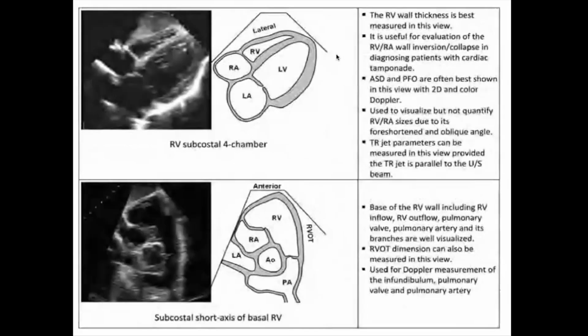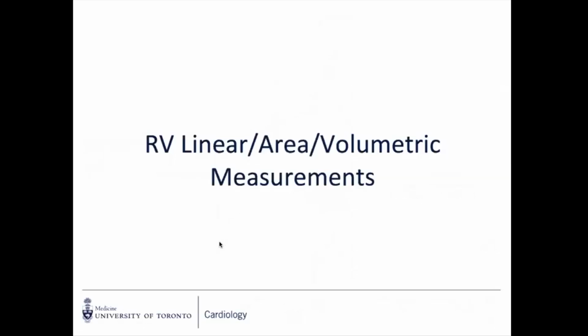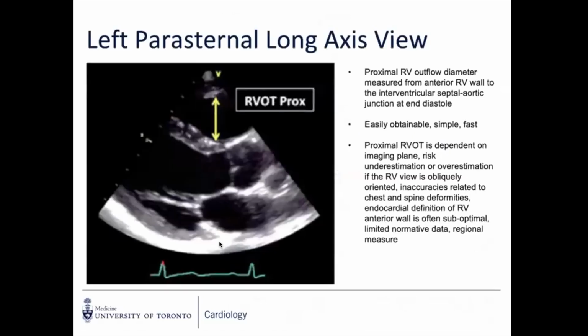And then your subcostal 4-chamber is where we make our measurements for right ventricular hypertrophy and RV wall thickness. And so this can be done by M-mode or 2D echo. You can also assess for ASD, PFO in this view. And then in your short axis, the basal RV, similarly, you can look at the RV outflow tract and get a sense of the RVOT dimension. We'll go over some of these measurements in more detail.